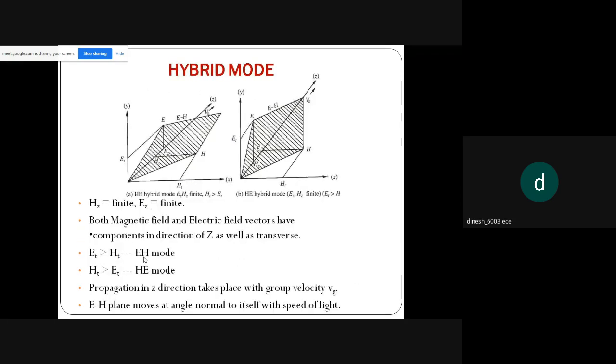Next mode is the hybrid mode, where Hz is finite and Ez is finite. So here both the magnetic field and electric field vectors will have components in the direction of z as well as transverse. If Et is greater than Ht, it is called EH mode. If Ht is greater than Et, it is called HE mode. I think all are familiar with the terms Et and Ht. Et is the tangential component of electric field. Ht is the tangential component of magnetic field.